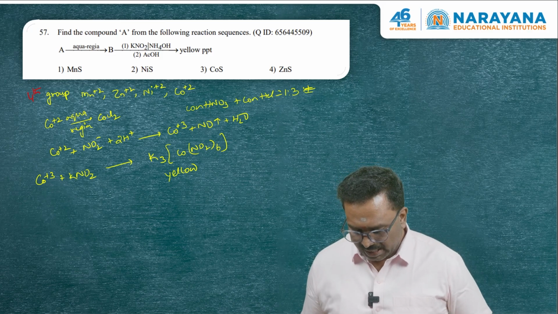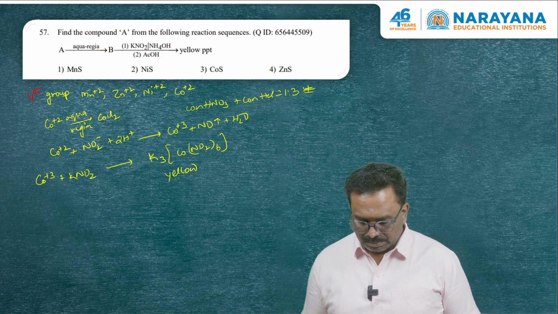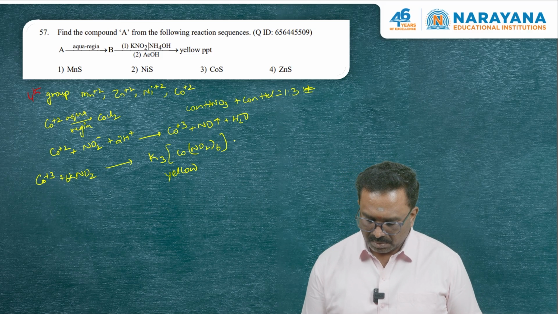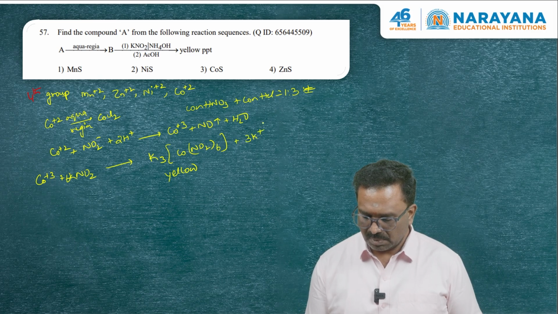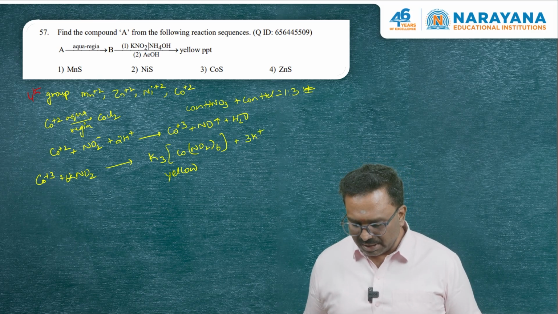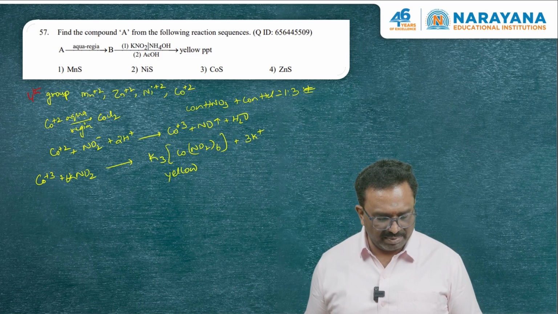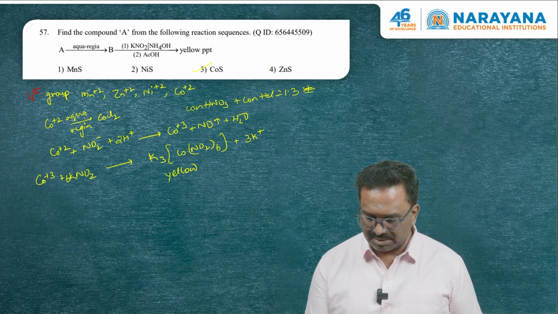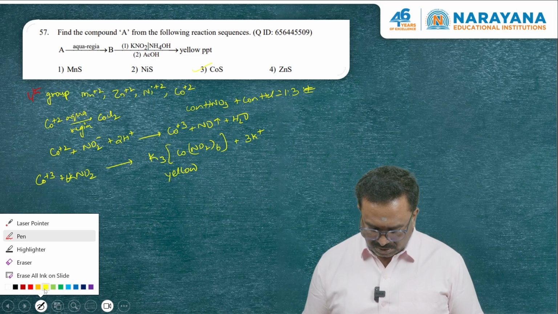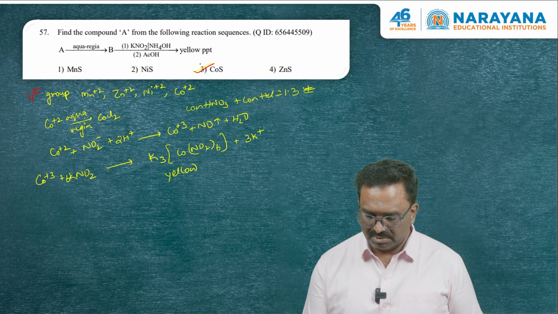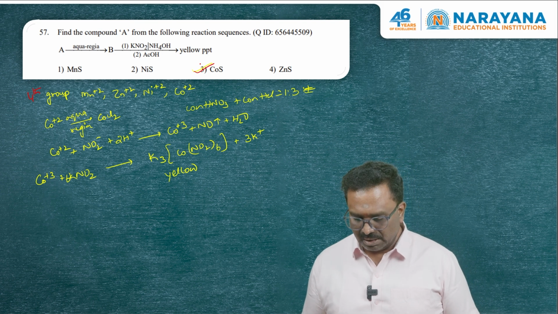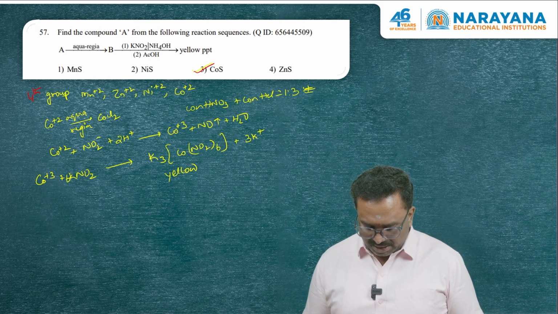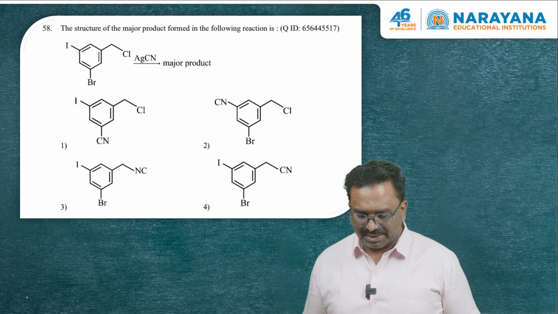So we can identify here the condition is satisfied as per the given for the CoS, cobalt. So the correct one for this given question is the 3. Let me proceed for the next one.